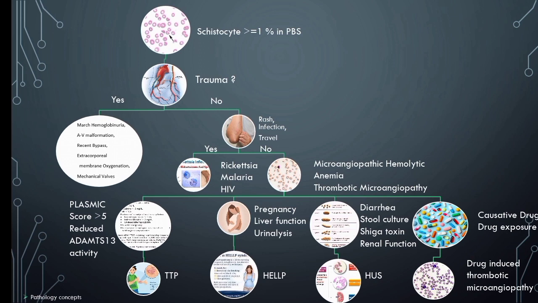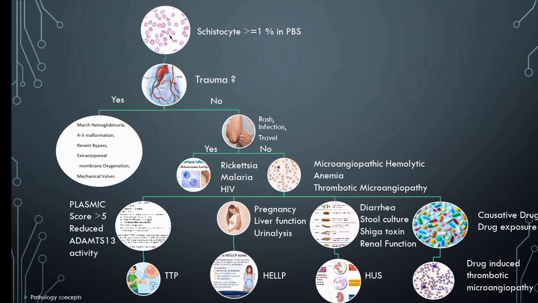MAHA means microangiopathic hemolytic anemia. It is a descriptive terminology for hemolytic anemia that occurs when RBCs fragment and result in schistocyte formation. They are visible on the peripheral smear. This is caused by trauma from an endovascular device or by microthrombi. It mainly includes TTP, HUS and others.